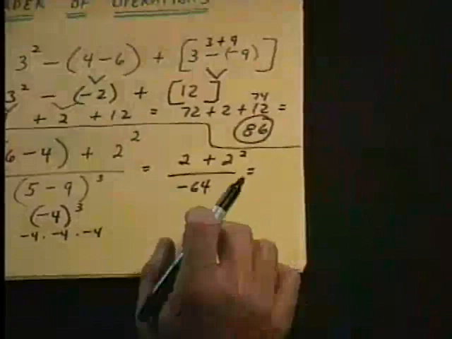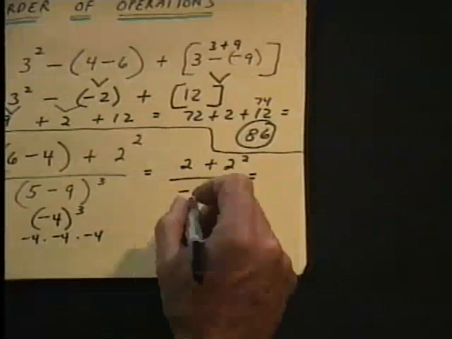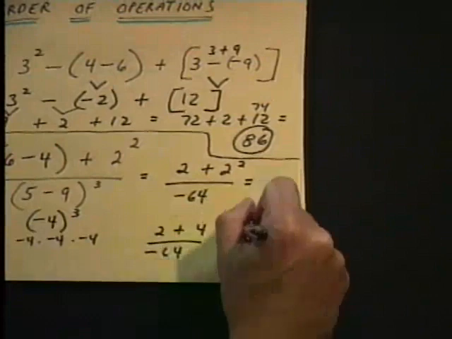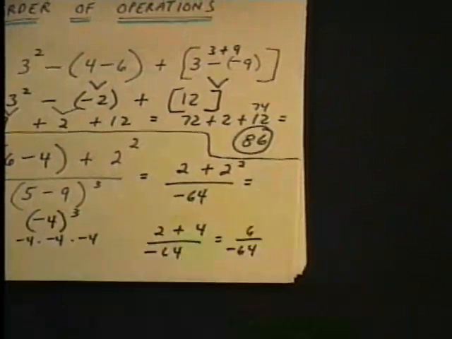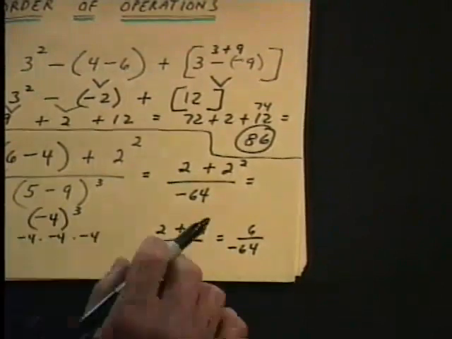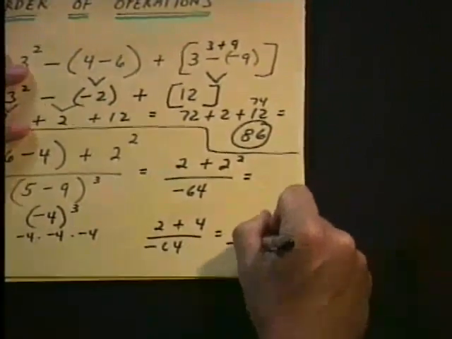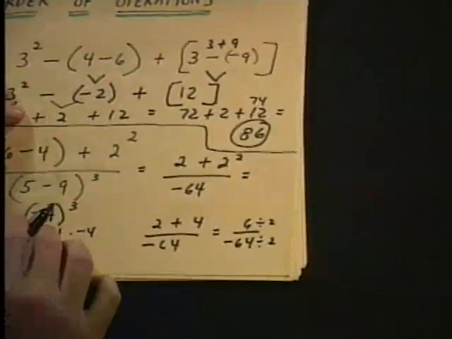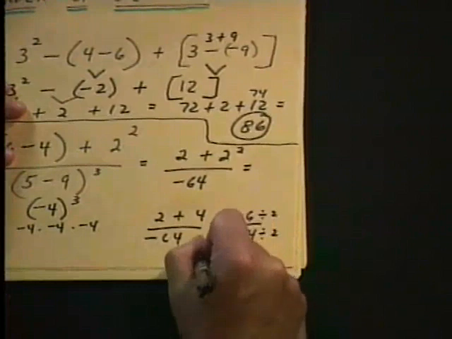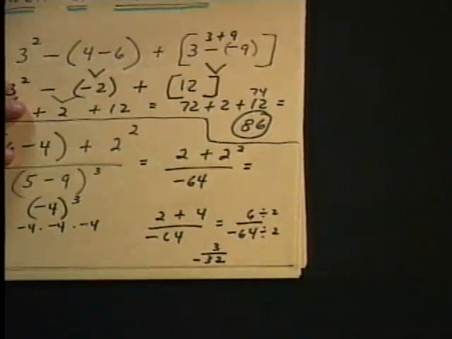Well, Aunt Sally would say do the exponents next, so we're going to have 2 plus 2 squared is 4 all over a negative 64, which gives us 6 over a negative 64. Now, does that fraction reduce? I think so. And what number reduces it? Well, I think both top and bottom, since they're even numbers, are divisible by 2. So in order to reduce a fraction, you just need to find a common number that reduces into the top and bottom. So that's going to leave us with 3 over a negative 32 for the final answer there. Negative 3 over 32.